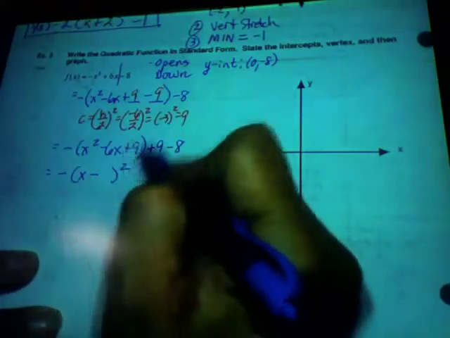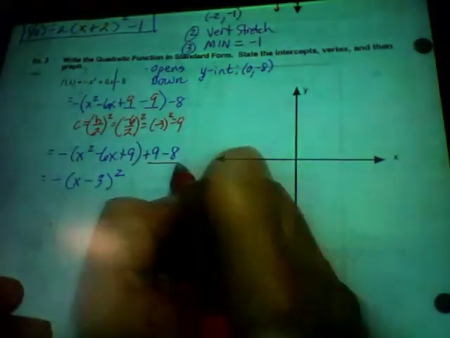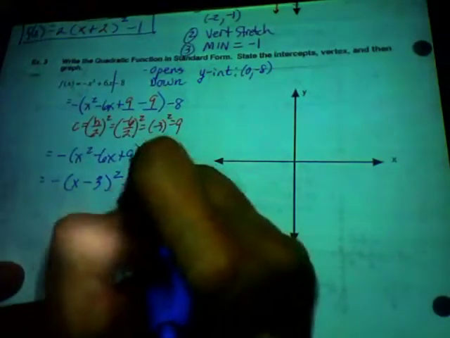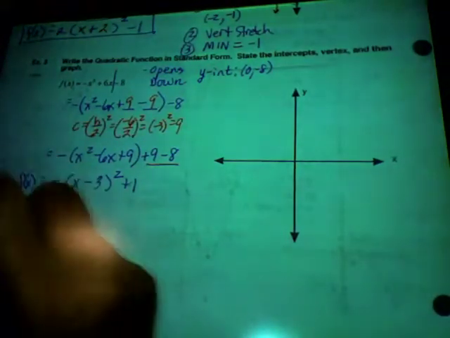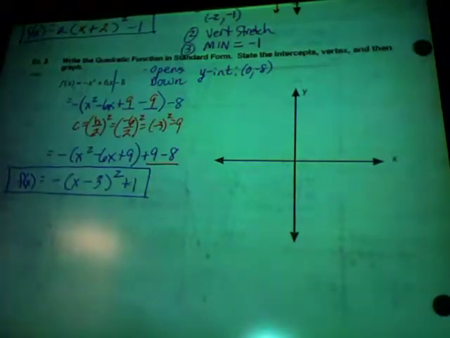And then your middle sign is a negative. Square root of this bookend is 3. And then what is 9 minus 8? Plus 1. So we have f of x is equal to negative (x minus 3) squared plus 1. So now they want the intercepts. Well, we found one intercept. We'll see if we can find the x-intercept.